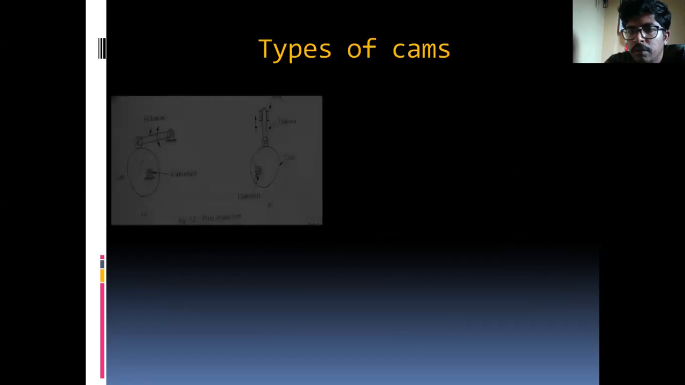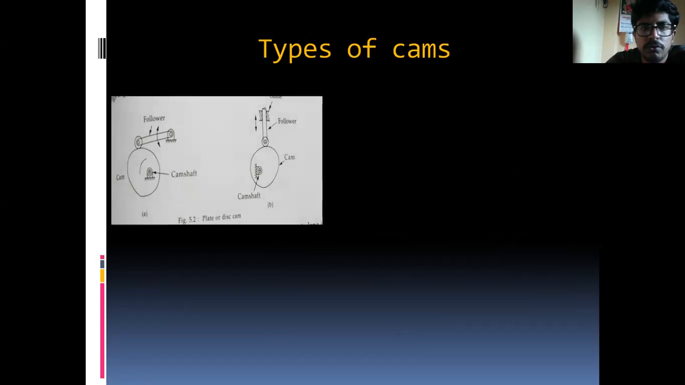Now the types of cams, you can see the images one by one. The first one is a plate or disc cam. The disc cam has an irregular contour. It imparts a specified motion to the follower. Here you can see the follower moves perpendicular to the axis of rotation of the cam. The follower reciprocates in the guides when the cam rotates. So the follower axis is perpendicular to the axis of the camshaft.